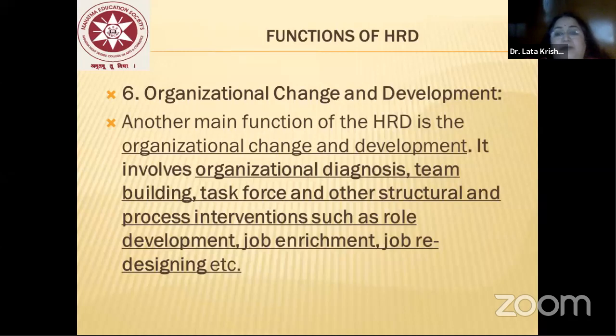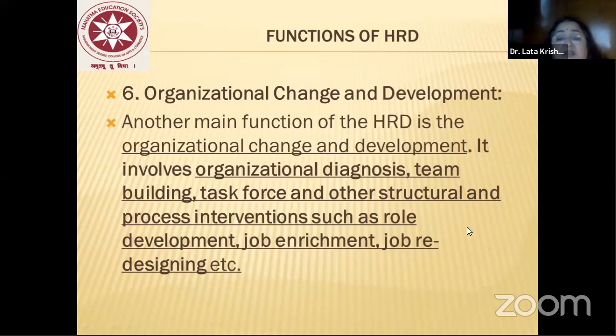Organizational change and development. Another main function of HRD is organizational change and development. So what is this? Many a time companies have to face a crisis. For example, our entire world is facing the COVID-19 crisis now. Different organizations will suffer differently, but definitely we have to diagnose what is going wrong where. We have to understand the problems, build teams, have task forces, and change the structure in which we do our work. There have to be interventions.